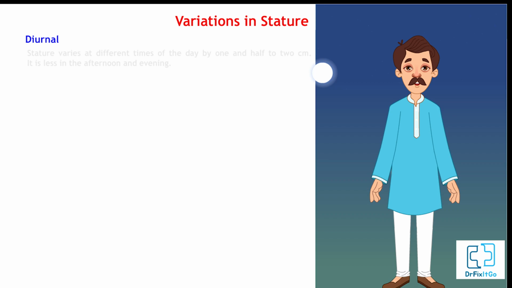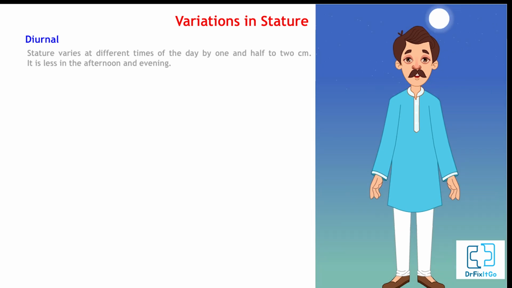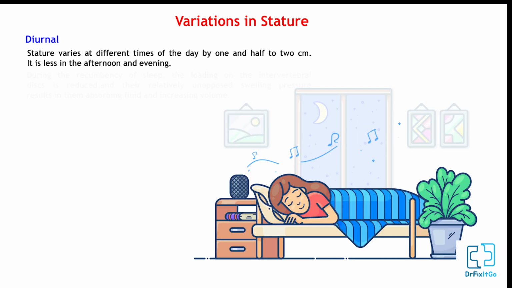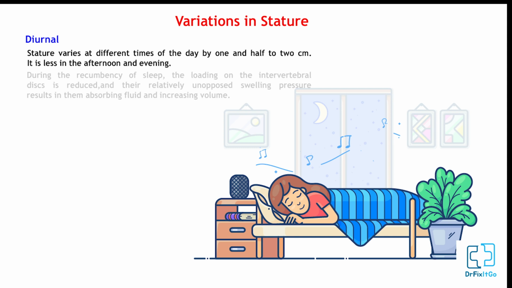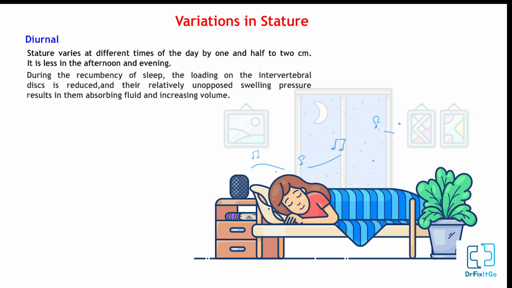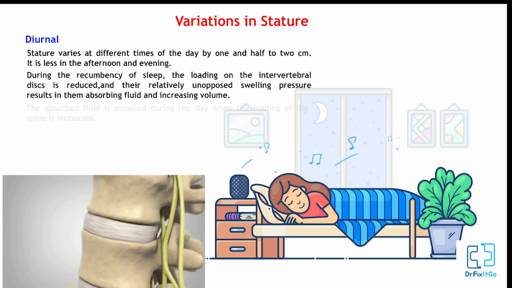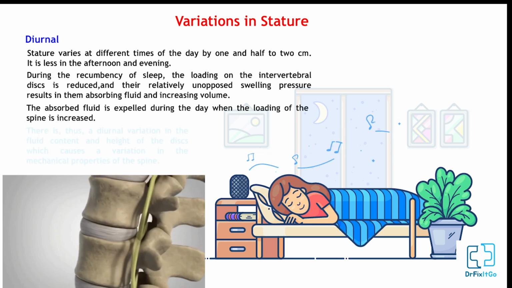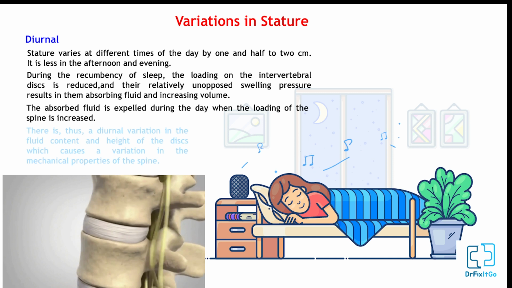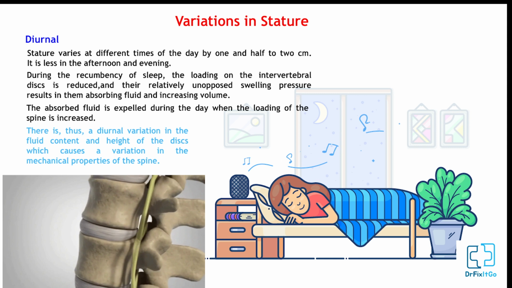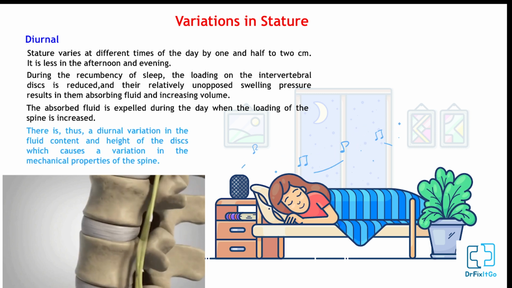Diurnal. Stature varies at different times of the day by 1.5 to 2 cm. It is less in the afternoon and evening. During the recumbency of sleep, the loading on the intervertebral disc is reduced, and their relatively unopposed swelling pressure results in them absorbing fluid and increasing in volume. The absorbed fluid is expelled during the day when the loading of the spine is increased. There is thus a diurnal variation in the fluid content and height of the disc, which causes a variation in the mechanical property of the spine.